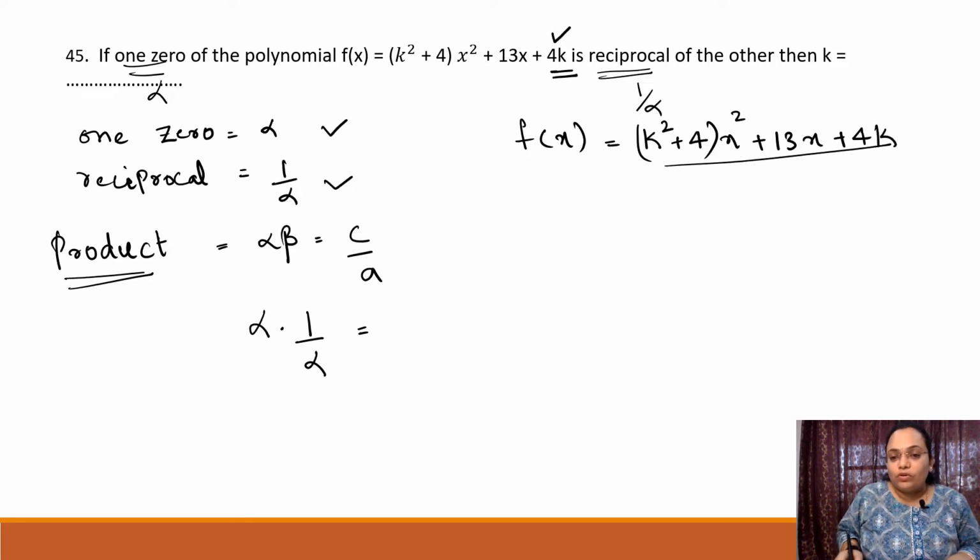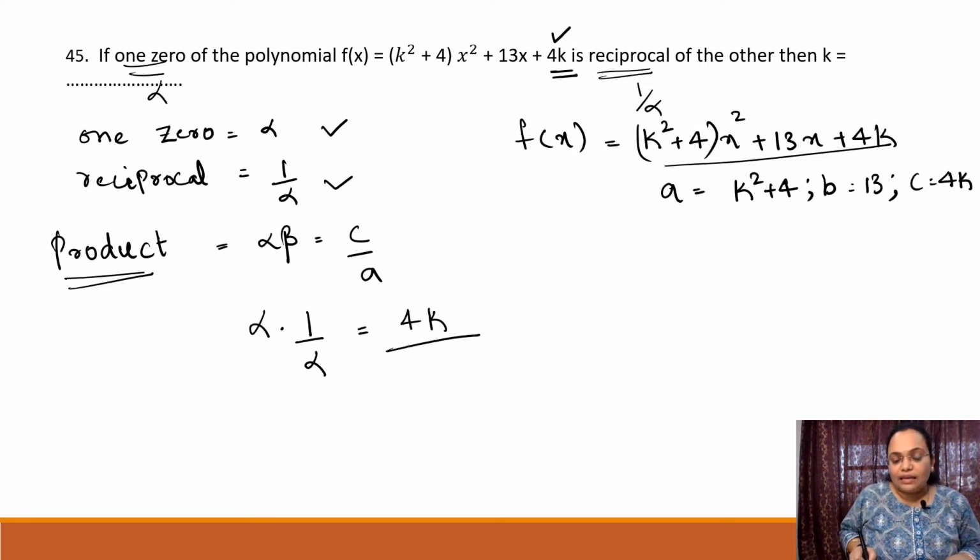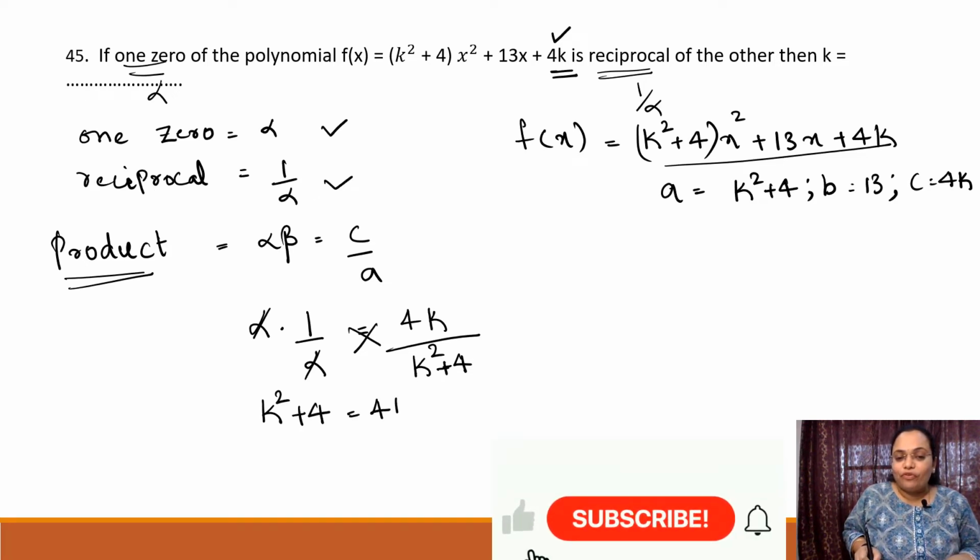From the given polynomial, what is a? a is equal to k square plus 4, b is equal to 13, c is equal to 4k. So what is c here? c is 4k and a will be k square plus 4. So alpha and alpha get cancelled, right? When you cross multiply it, that will be k square plus 4 is equal to 4k.